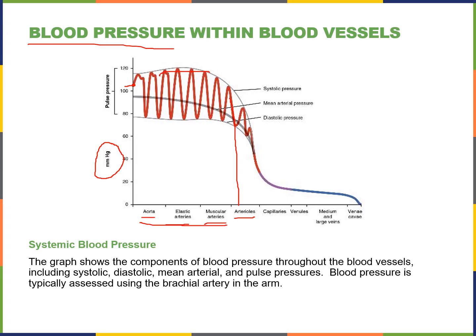So we see some words here, systolic and diastolic. Systolic is the pressure when the heart contracts. The ventricles contract more specifically. And diastolic is when the ventricles relax. So systolic would be the highest pressure and diastolic would be the lowest pressure.